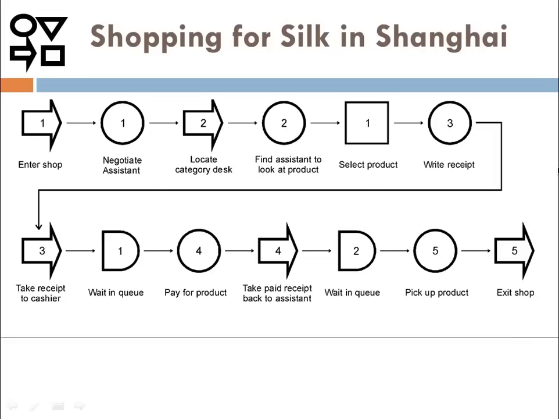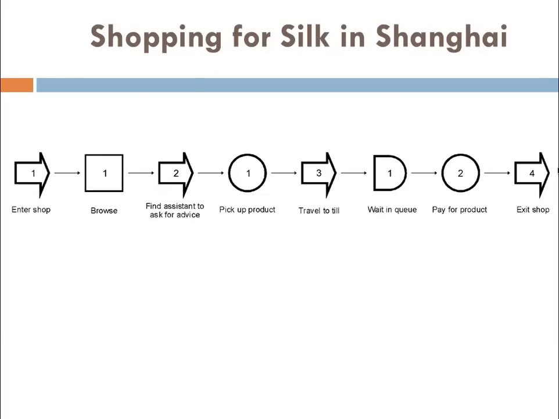If we try to reduce the shopping time and enhance the experience, you can look at the entering shop activity, which is represented by T's, the browsing activity, then you find the assistant to ask for advice. You are actually inspecting for quality right here. Then you pick up the product, which is an operation. You take it to the particular person for paying the cash or by card. Then you wait in the queue. Then you pay for the product. Then you exit the shop.